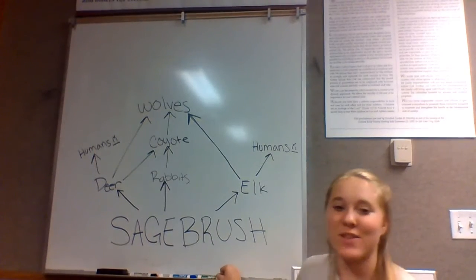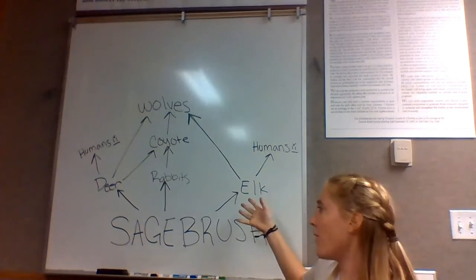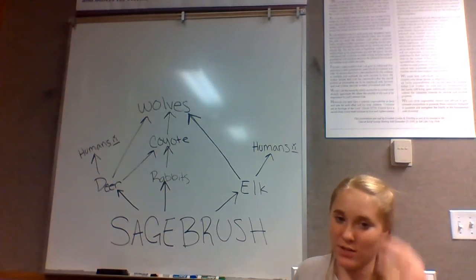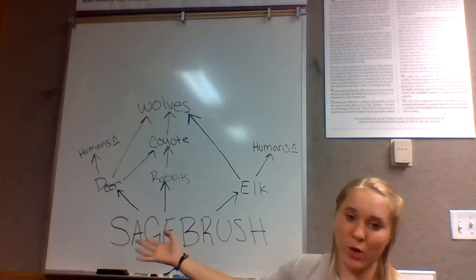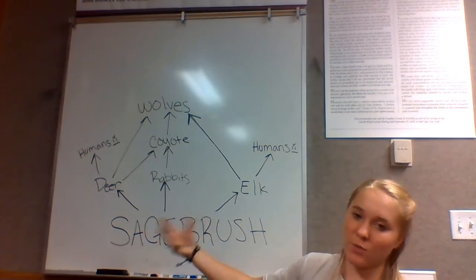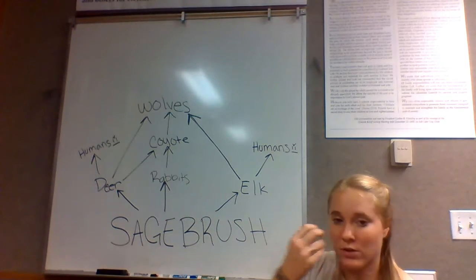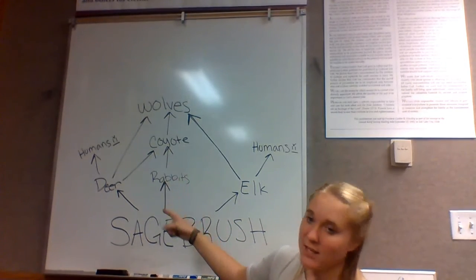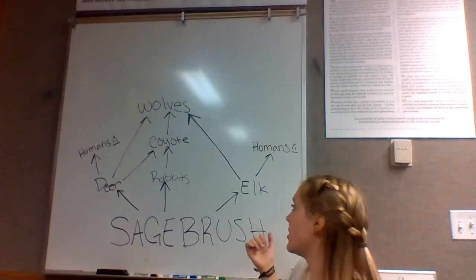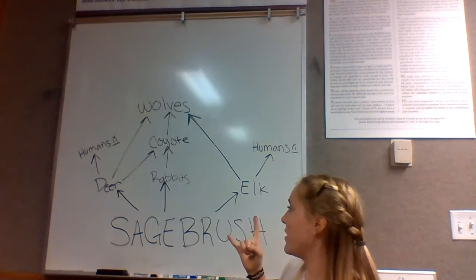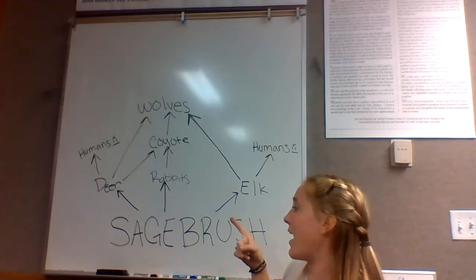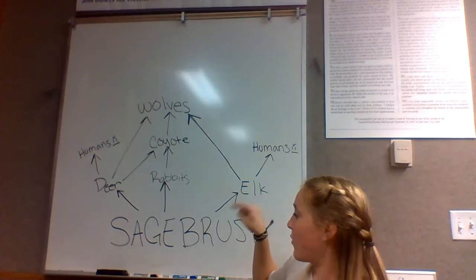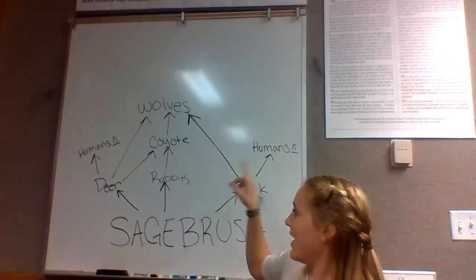So the sagebrush food web, based on the animals and plants that we discussed, it all starts with the sagebrush. Obviously, everyone eats the sagebrush. This would also be the sagebrush grass and the Medusa heads and the tumbleweeds. The rabbits and the deer and the elk all eat the sagebrush. The deer and the elk are eaten by humans and also by wolves. The rabbits are eaten by the coyotes, and the coyotes are also eaten by the wolves.